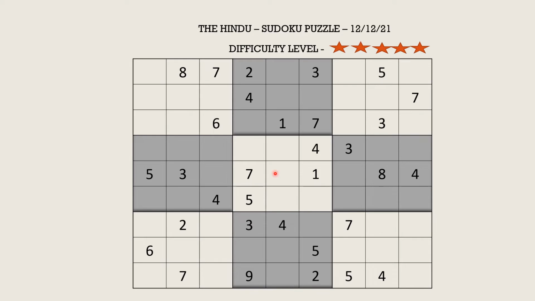This is a five-star puzzle, a little harder one. Let's get started. Let's see how to solve this puzzle. To start with, let me start with this one.